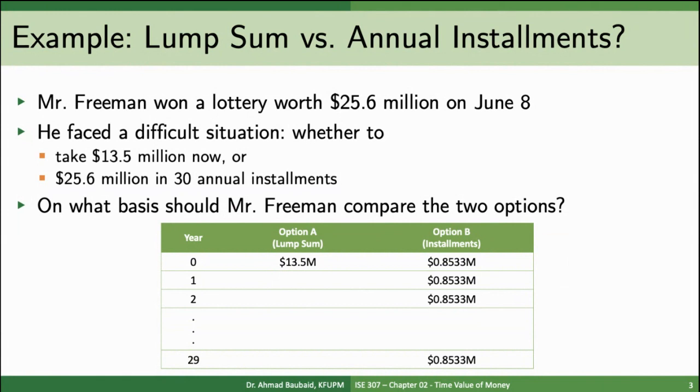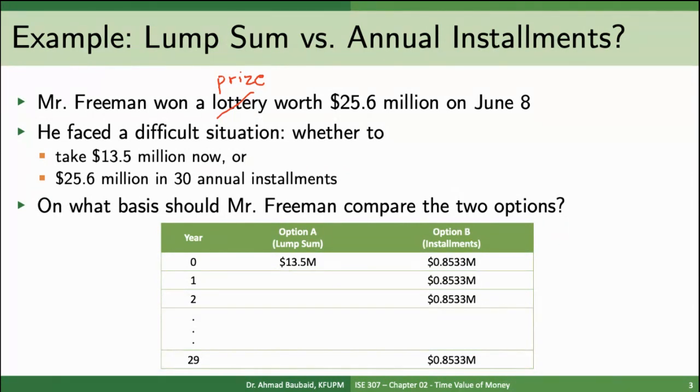So Mr. Freeman has won the lottery. If you don't know what lottery is, it's Ya Nasib. If you still don't know what that is, you can just substitute the word lottery with the word prize, right? It doesn't matter. I'm not going to spend time explaining what the lottery is. Just know that it's a prize, right? It's a big prize. It's a big sum of money, and it's worth 25.6 million, which is just a large amount of money.